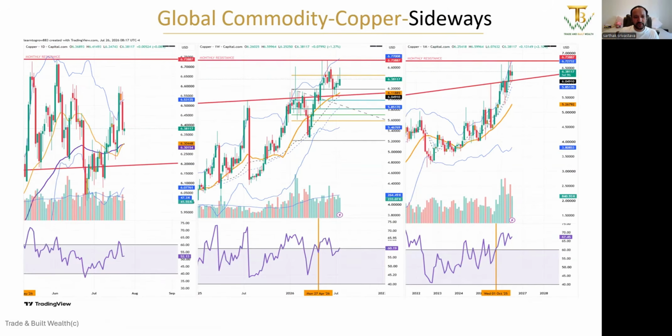Copper is sideways. It's trying to break in the weekly. It's trying to break 60. It still needs to cross that resistance zone. When it crosses that resistance zone, then it could be really interesting to see what happens over here.